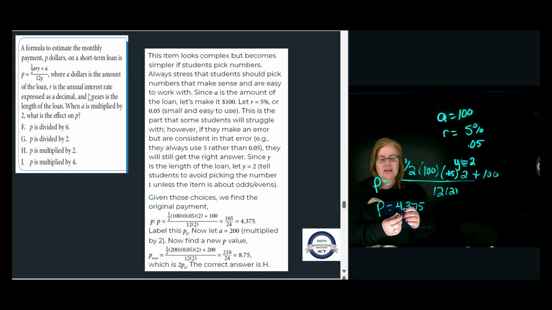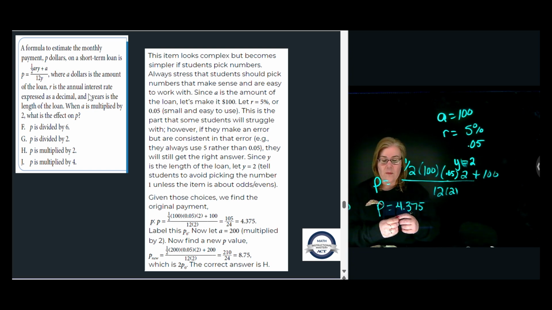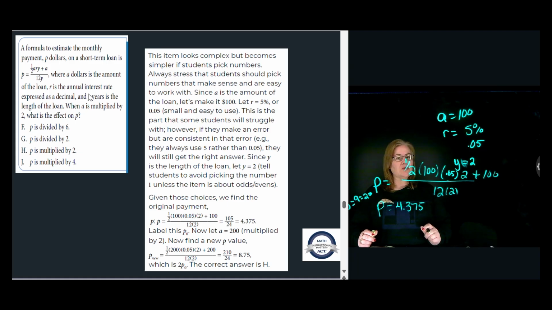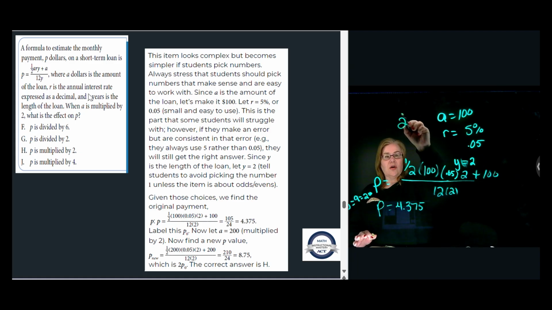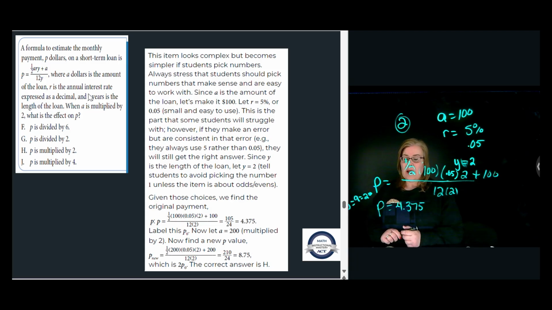Now, I want to make sure that I put P sub 0 equals 4.375, and A to equal 200, because I'm multiplying everything by 2, remember. That's what we said we're going to use, was the 2. And then it also said in our problem over here that we were multiplying it by 2 to see how P is going to be manipulated or multiplied by that 2.